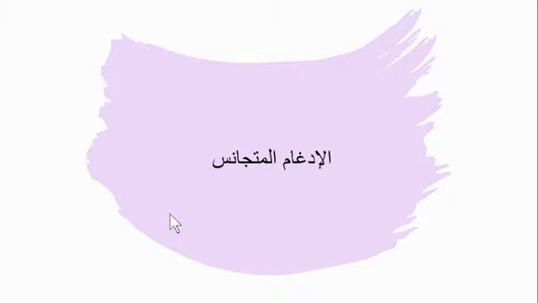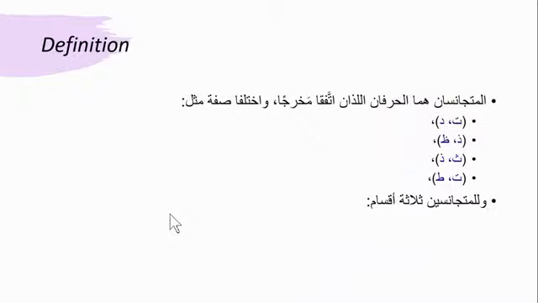So the other type of idgham that I wanted to talk about is actually called Idgham Mutajanis. In Idgham Mutajanis, you've got two letters that have the same place of articulation, but the description is different. So I want you to look at these, the ta and the da, the tha and the dha. If we actually do that form, at, ad, ath, adh, you see it?